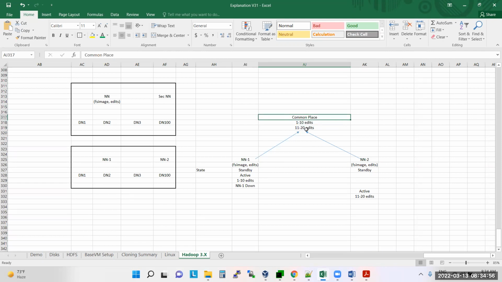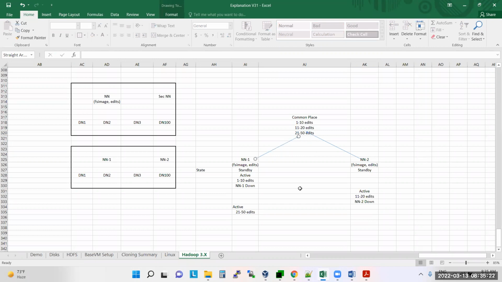Now the question is, suppose NN2 is down here. Now this has become active. Now it has written edits 21 to 50 here. It has written one copy here, and one copy here also. So now the question is, what if common place is down?